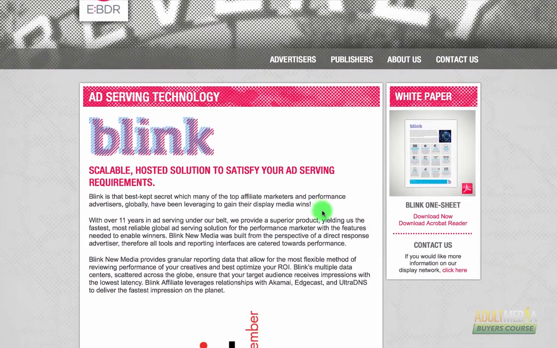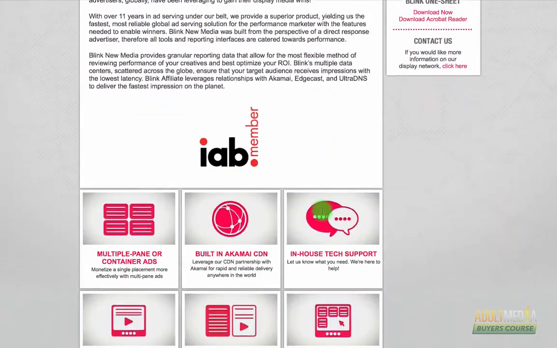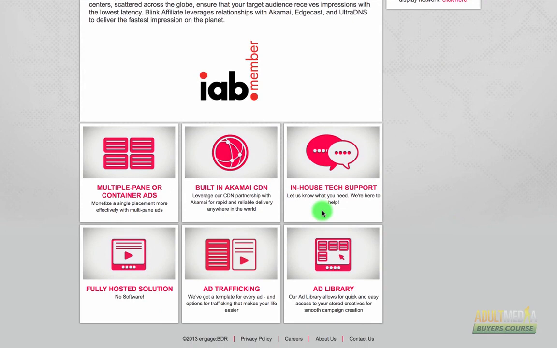So this is Blink from Engage BDR. This is another very powerful ad server. They have a lot of different things that you could use in your ad server that's going to help you with your ads. Okay, so this one is built on the CDN platform that's very fast. So that's a very important thing. Depending on where you're at and where you're trying to serve your ads to, speed is very important, of course, because we're dealing with people online and people have very small patience when it comes to waiting for a website to load. Okay, they want everything to be fast and snappy, so having something that displays your ads very fast is very important.